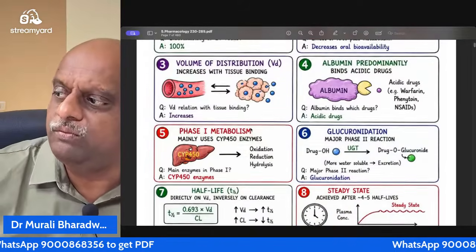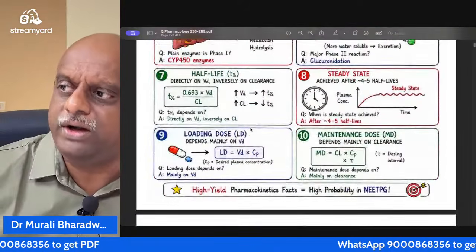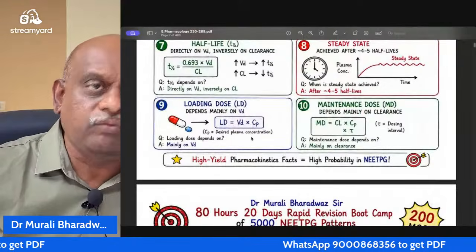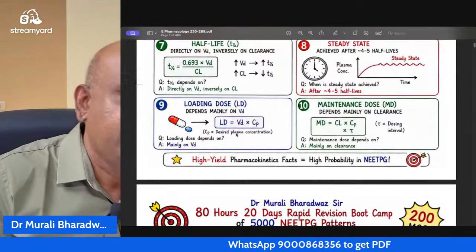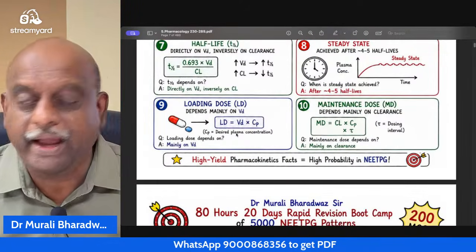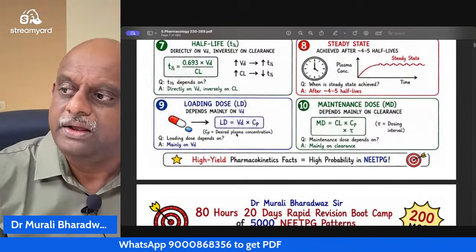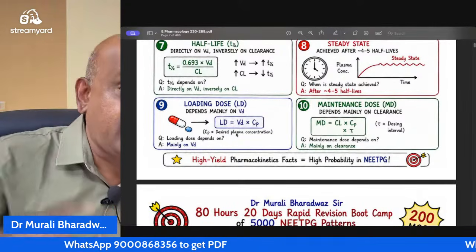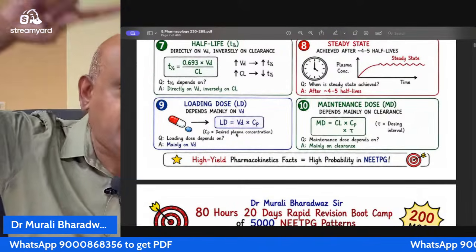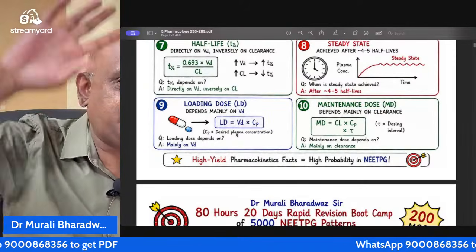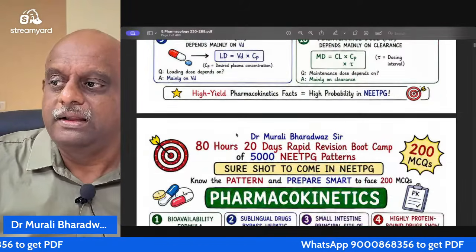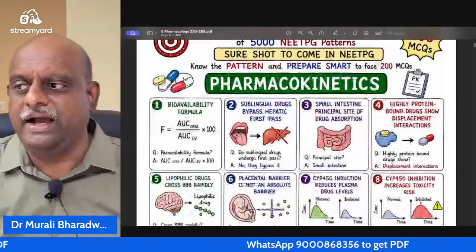Volume of distribution, what is phase 1, phase 2 metabolism, what is the formula of the half-life, and what is loading dose. Loading dose is dependent on volume of distribution and desired plasma concentration. Clearance and bioavailability decide the maintenance dose. These two formulas, remember them carefully.